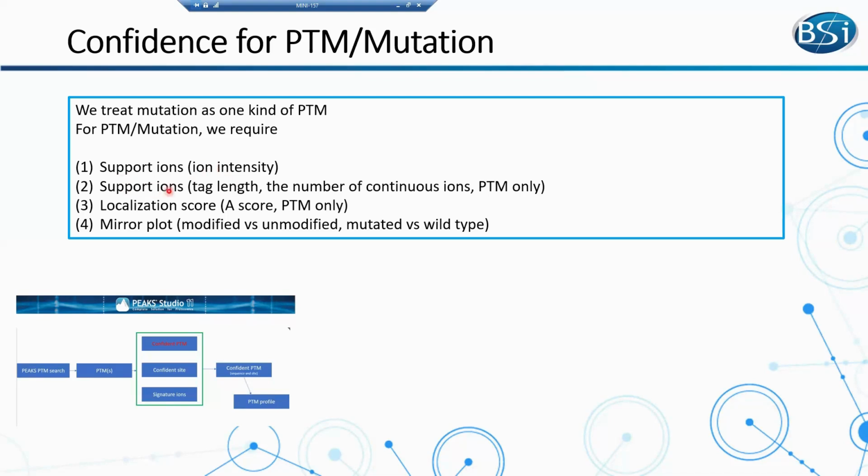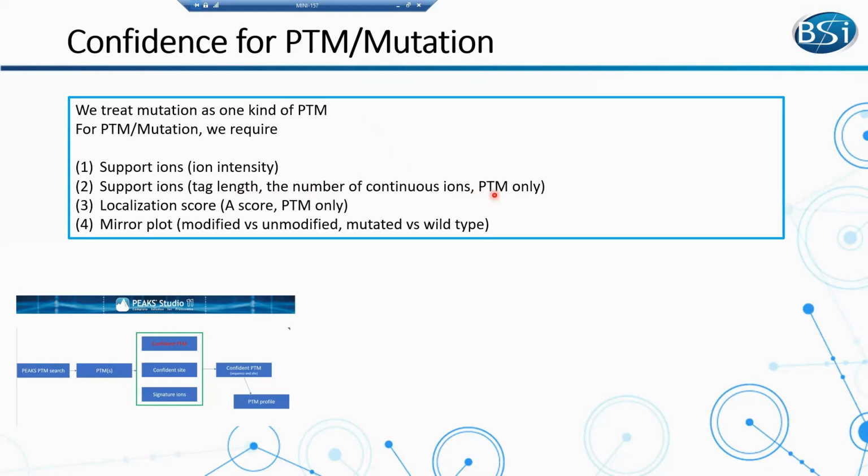And then for the supported ions, we have the idea of the tag length, especially for the PTM. This tag must cover the PTM site. Something like, I have a sequence ABC, and assume the PTM is in the B. So we require that the tag must cover B, something like I found the tag from ABC or from BCD. It must be covered this way. So this is the tag length we used in our backend. The user can adjust these parameters based on their experiment.